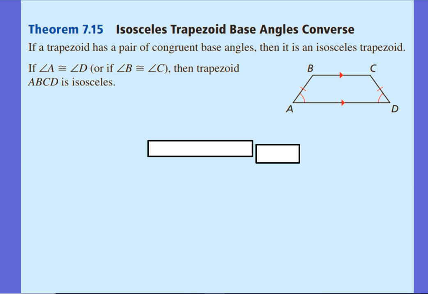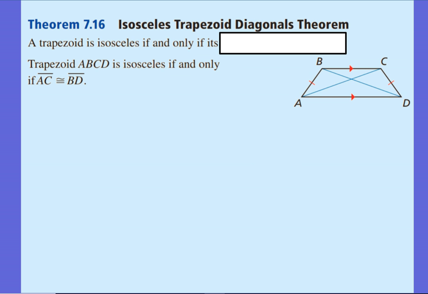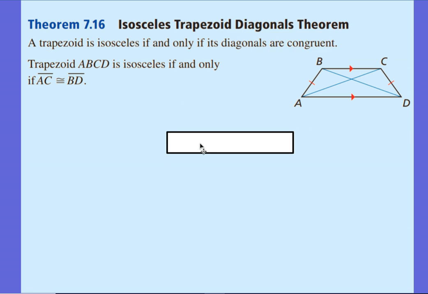And last, but certainly not least for this video, our diagonals of our trapezoid. If the trapezoid is isosceles, the only way this happens, ladies and gentlemen, is if the diagonals are congruent to one another. Alrighty, so there are 3 big characteristics for isosceles trapezoids.